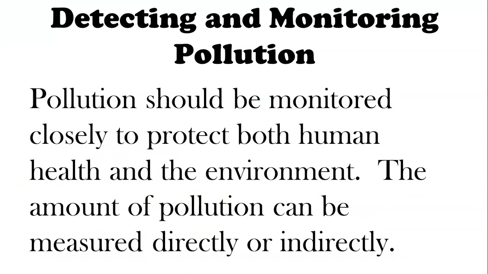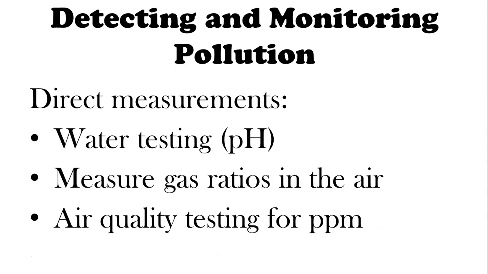Pollution can be monitored closely to protect both human health and the environment's health. This can occur by using direct measurements or indirect measurements. Direct measurements are quantitative measurements used to record the amount of a pollutant in water, the air, or soil. Some examples here are testing water for pH, measuring gas ratios in the air, and air quality testing for ppm, which is parts per million.